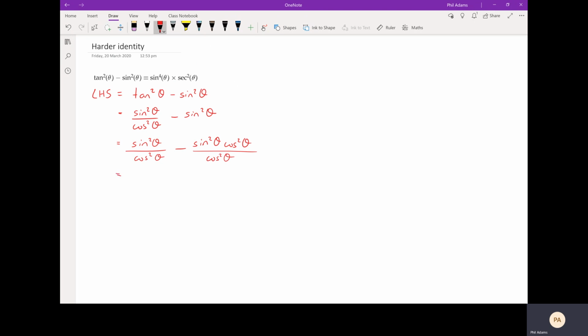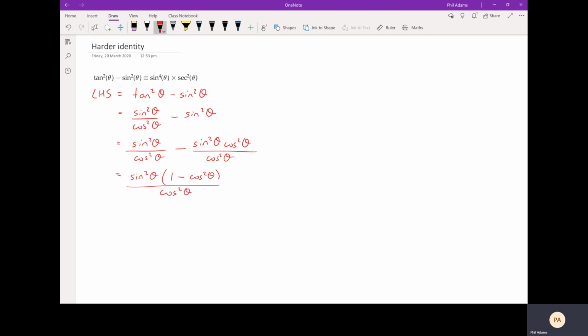And so then when we combine the two, we can actually factor out the sine squared. So we can say, okay, we've got sine squared theta at the front. It'll be 1 minus cos squared theta inside the brackets. And it's all over cos squared theta.